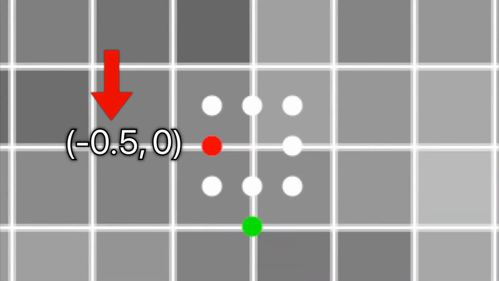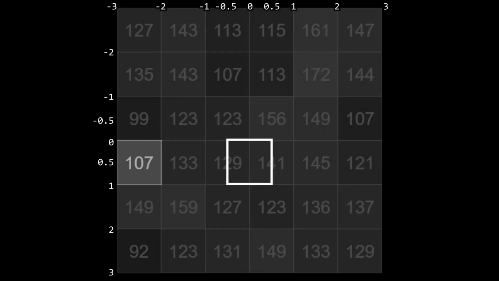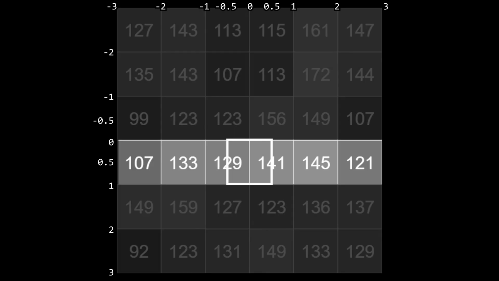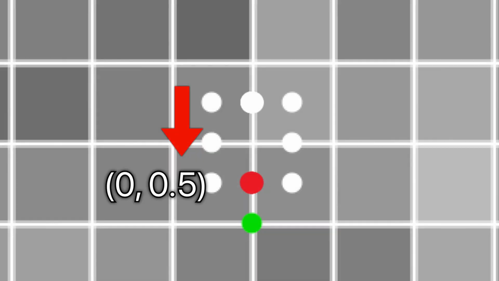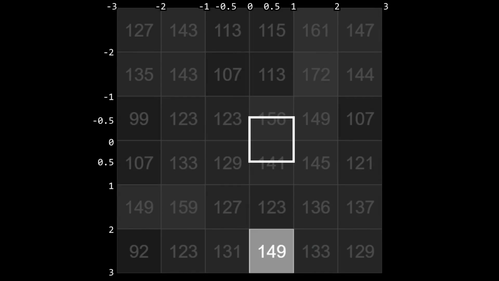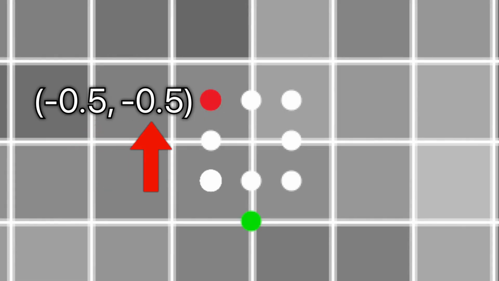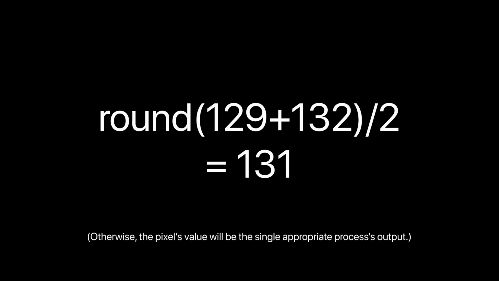Firstly, if a reference point's x position is non-zero, we will start 2.5 pixels to the left of our x position and get the 5 pixels to the right to leave us with 6 total pixels. Then, we'll multiply each pixel by its corresponding weight, 1, -5, 20, 20, -5, and 1. Add them together, divide by 32, and round to the nearest integer. If a reference point's y position is non-zero, then we'll start 2.5 pixels below our y position and do the same but vertically. If both our x and y were non-zero, then the reconstructed pixel will be the average of both processes rounded to the nearest integer.